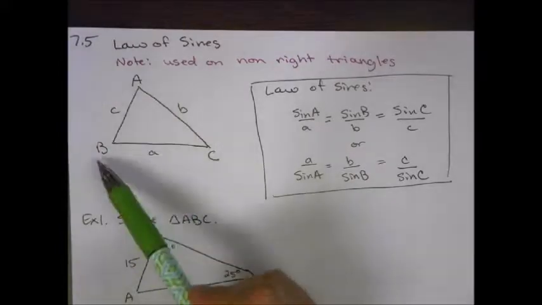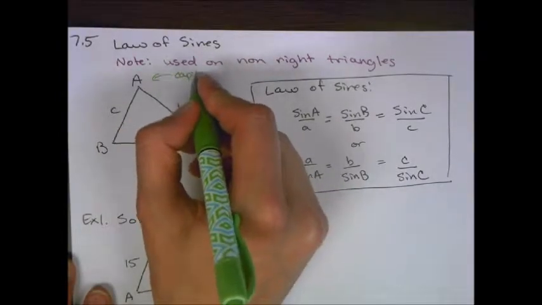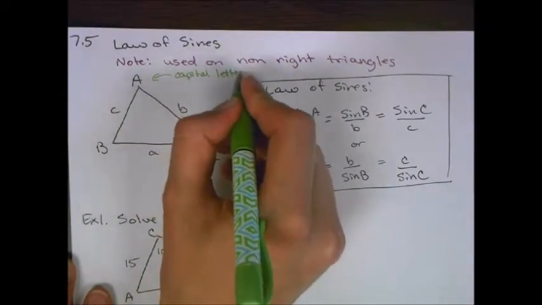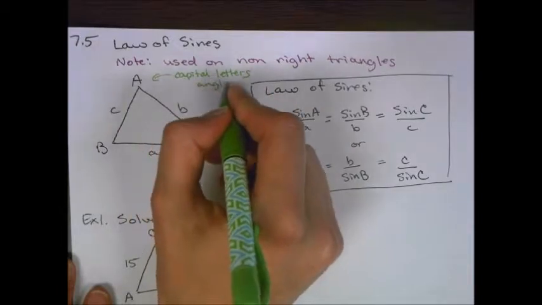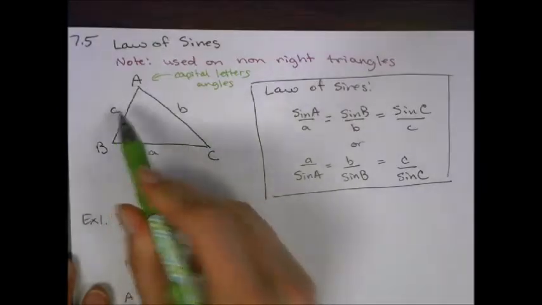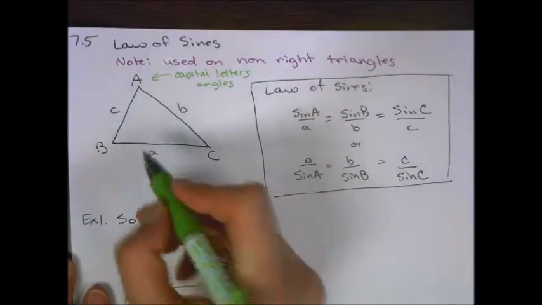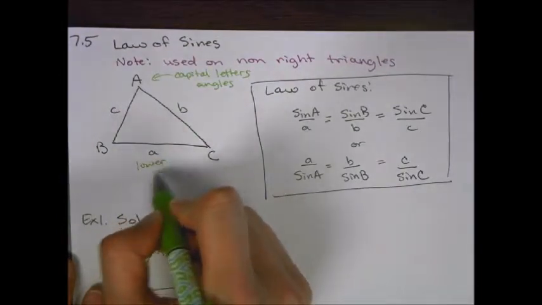Notice that the capital letters are the angles. Then I have all these lowercase letters. Notice the lowercase letter a is across from angle A, and the lowercase letters are the sides.